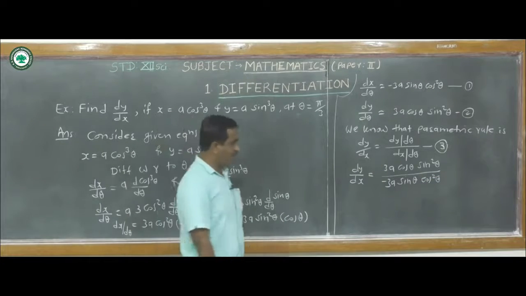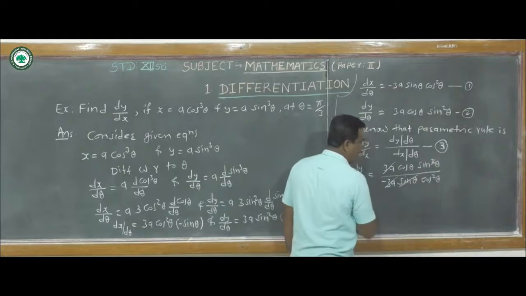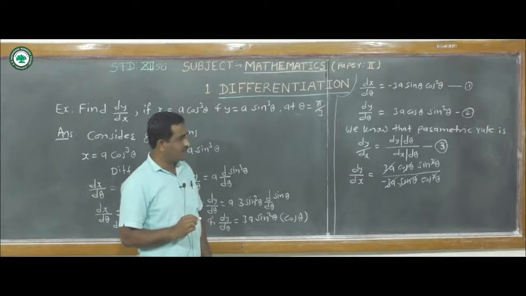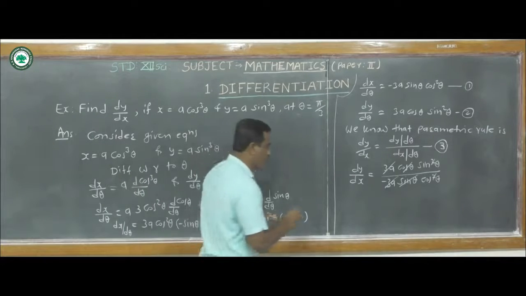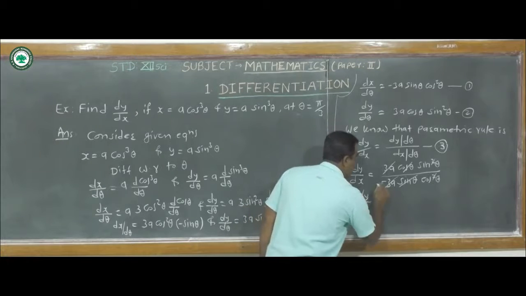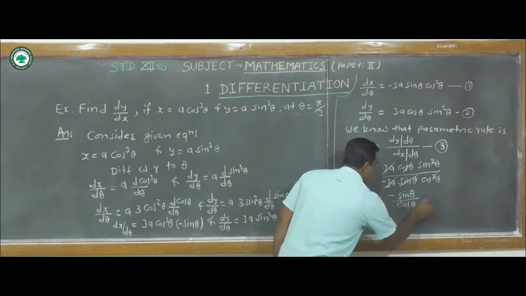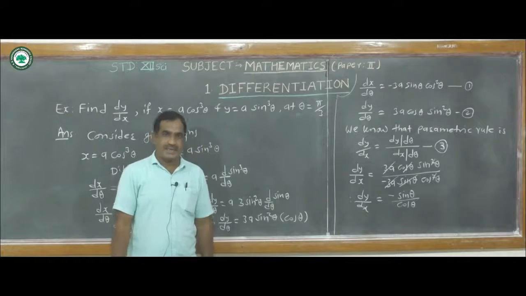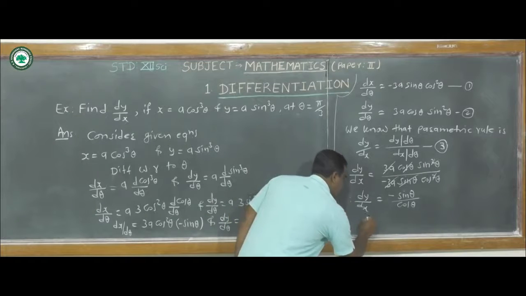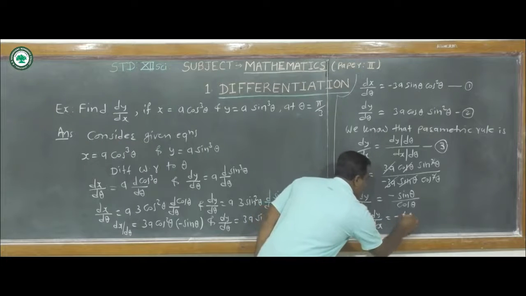Okay, now here 3a upon 3a cancel out. Here one sin theta cancels, and here also one cos theta cancels. Now there remains only sin theta at the numerator and cos theta at the denominator. Therefore we can write here dy by dx is equal to minus sin theta upon cos theta. Okay, now we know that sin theta upon cos theta means tan theta. Therefore dy by dx is equal to minus tan theta.